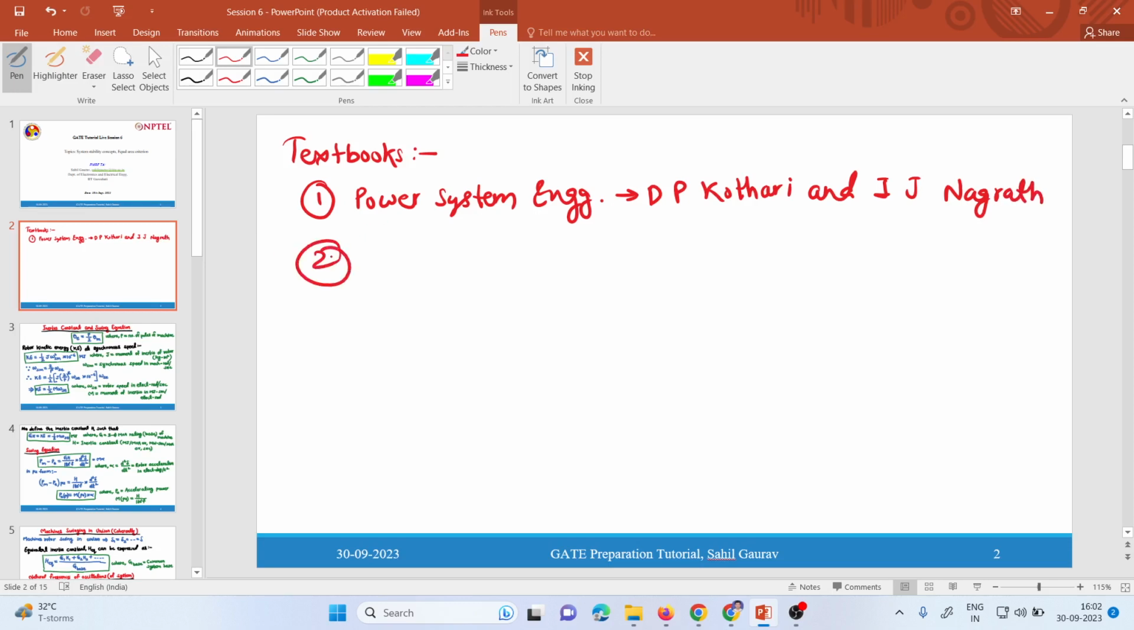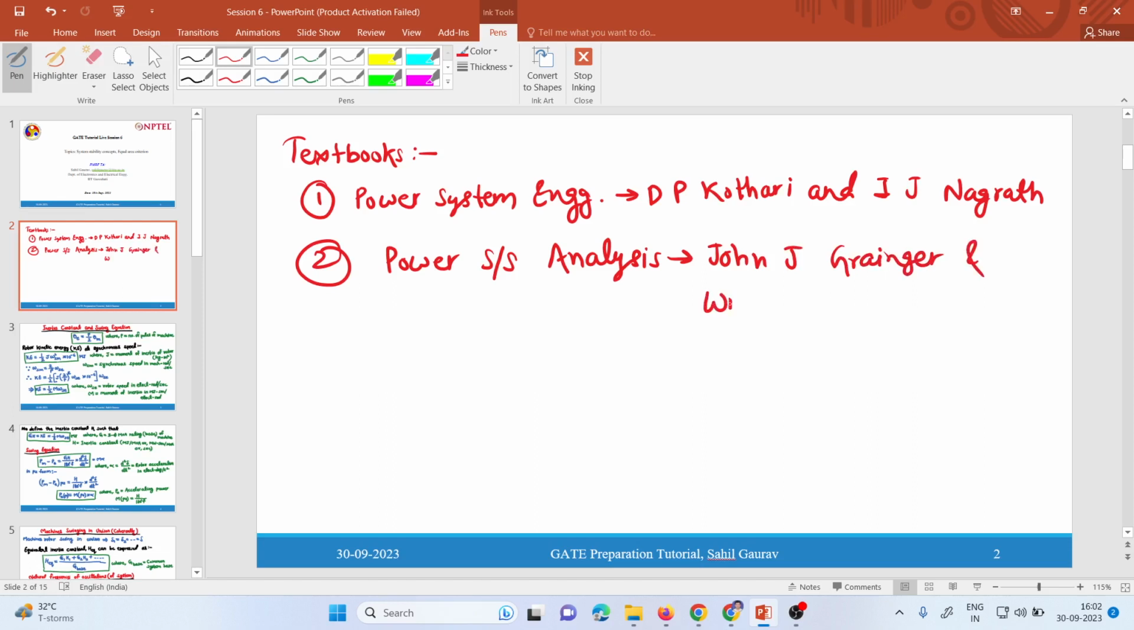And second textbook you may follow Power System Analysis by John J. Grainger and William D. Stevenson. This book is very standard book and very basic book.